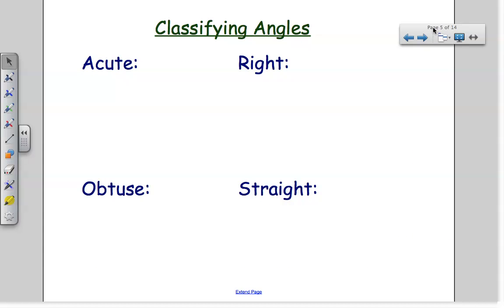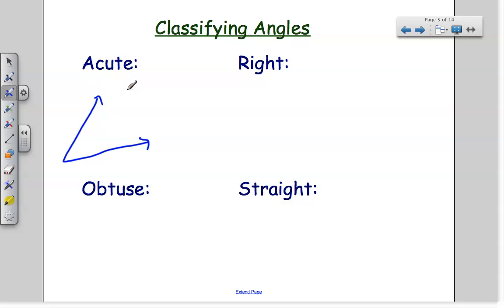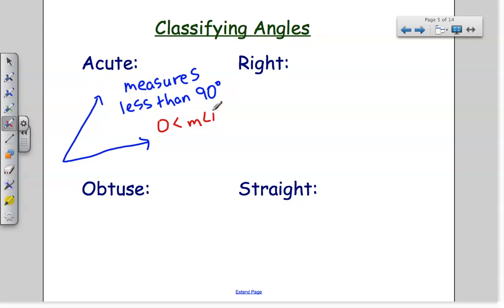And to identify types of angles here, you're familiar with classifying angles as acute, right, obtuse, or straight. An acute angle, there's an example of an acute angle, and what is its measure? Hopefully you're all thinking it measures less than 90 degrees. And actually, technically, if you think about it, it has to be more than 0. So 0 is less than the measure of angle A, we'll call it, which is less than 90 degrees. So it has to be between 0 and 90 degrees.